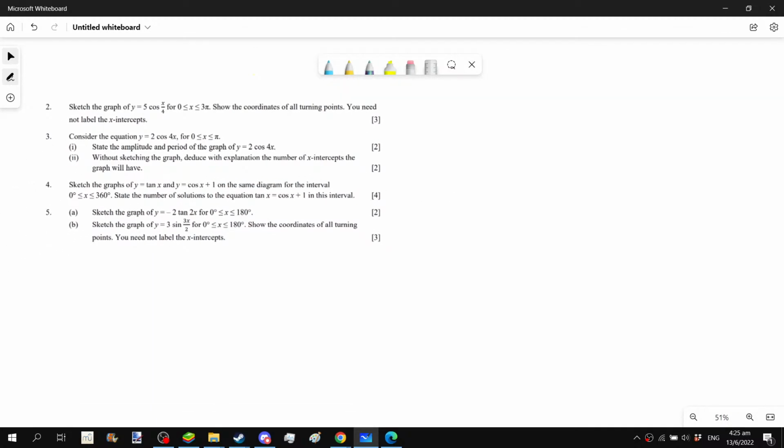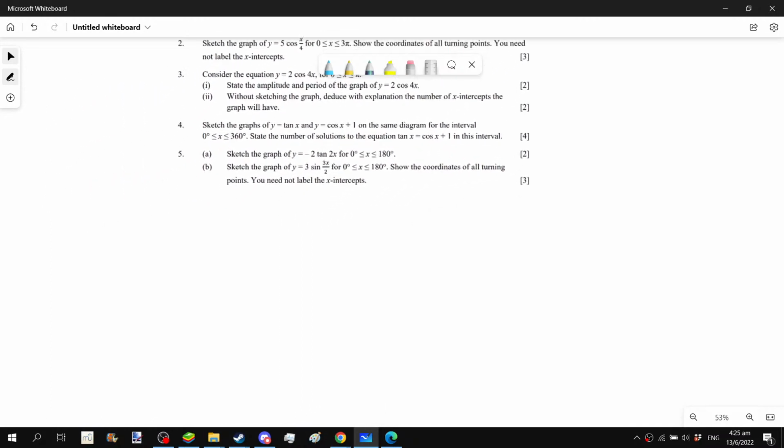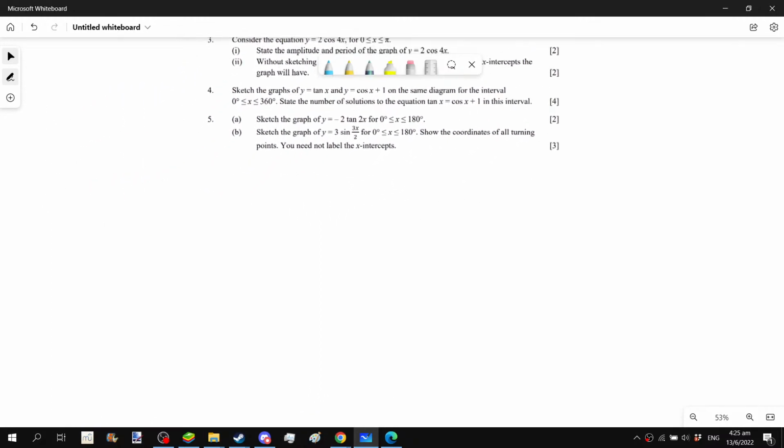Okay, so next portion, question 4 asks, sketch the graphs of tangent x and cosine x plus 1 on the same diagram. State the number of solutions. Of course, the number of solutions is just the number of intersections between the two graphs. We know this from simultaneous equations. So all we need to do is to actually draw this thing.